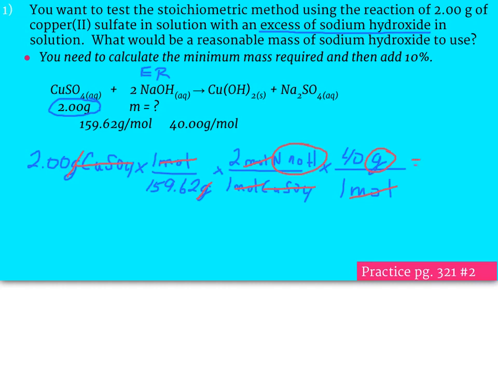My answer here, I'm getting 1.002 grams of sodium hydroxide. But I'm not going to round it yet because my question is asking for a reasonable mass. Anytime I'm asking for a reasonable mass, I'm going to take my answer and add 10% to it. So what I need to do here is 1.002.